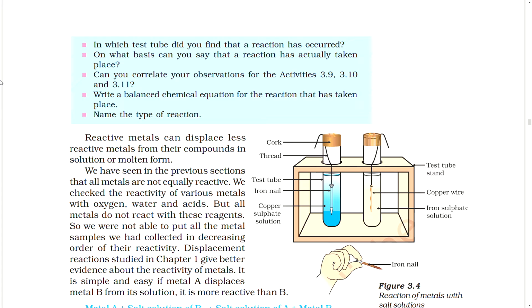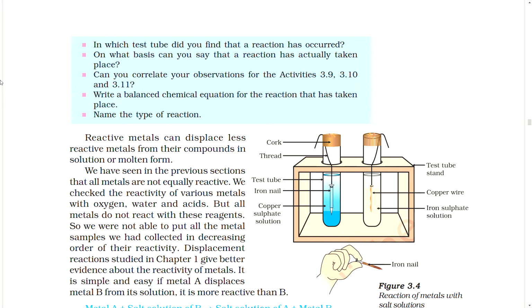In which test tube did you find that a reaction has occurred? On what basis can you say that a reaction has actually taken place? Can you correlate your observation for the activities and write a balanced chemical equation for the reaction that has taken place? Name the type of reaction.